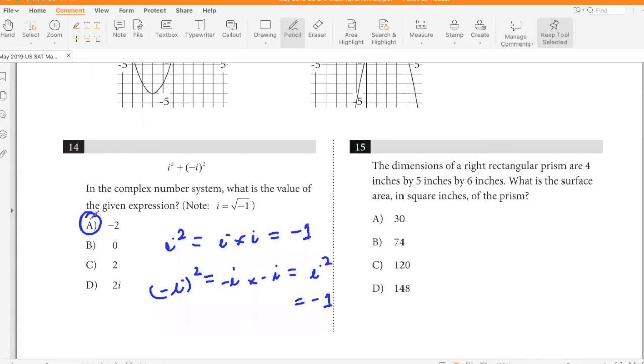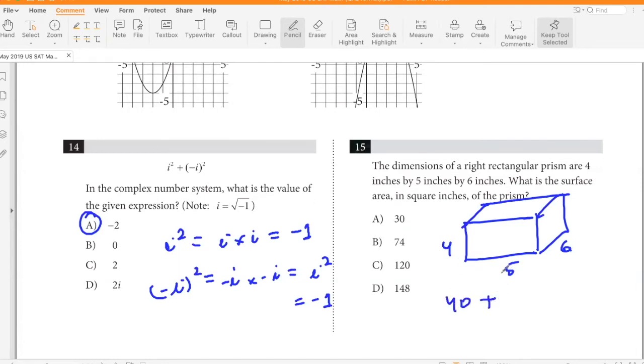The dimensions of a right rectangular prism are 4 by 5 by 6. What is the surface area of the prism? So if this is my prism, then let's say this is 4, this is 5, and this is 6. So there are two faces with area of 4 by 5. So that's 40. Two faces with area 5 by 6. So that's 60. And two faces with area 6 by 4. So that's 48. So 148, D.